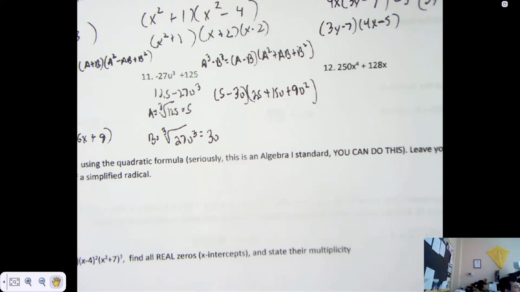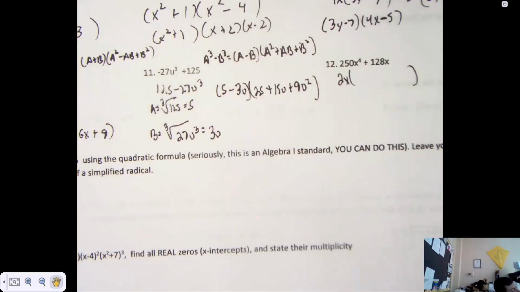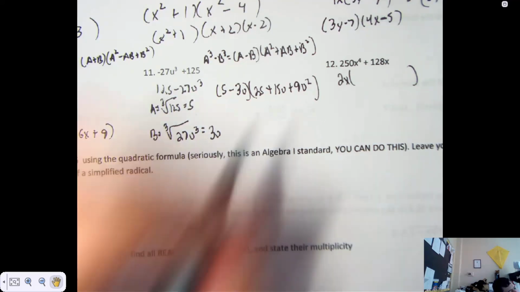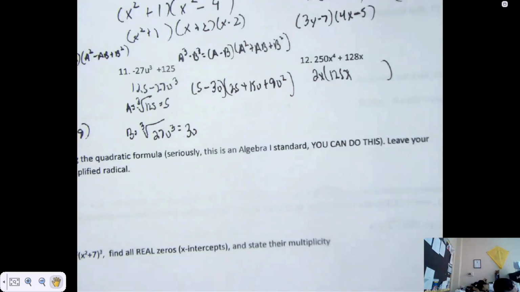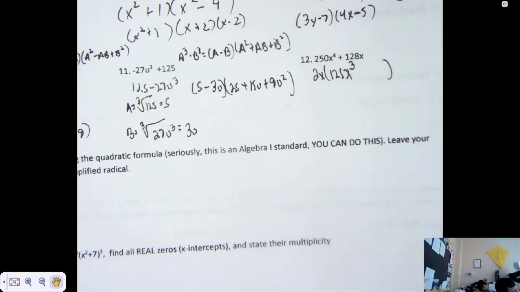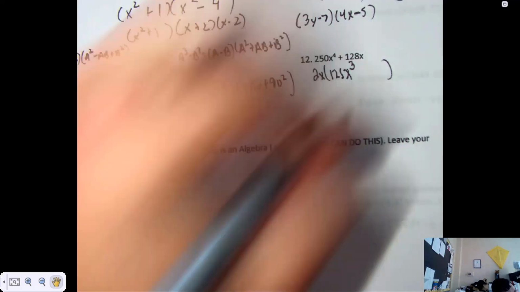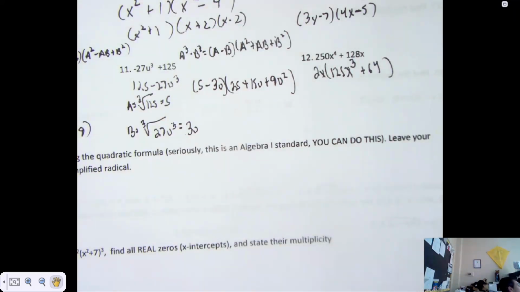So pull how many x's? Pull 2 x's. There's a reason you only pull 2x, by the way. If you pull 2 from 250, what's left? 125, x to what power? Third. You pulled an x from x to the fourth. If you pull a 2x from 128x, what's left? 64.